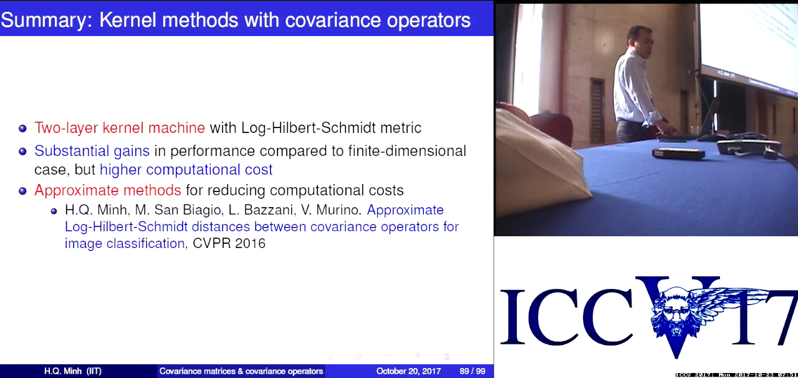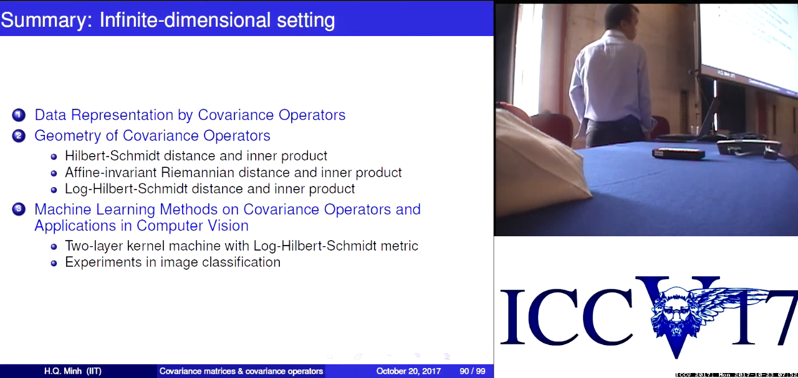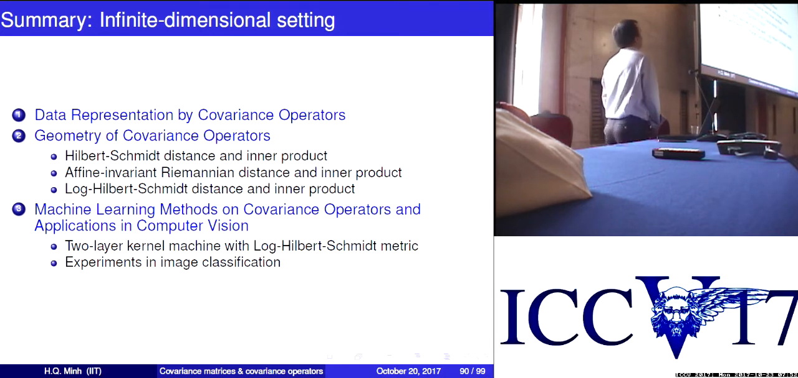So to summarize, I think I'm going too fast. Okay. If people have questions, I would go back to the slides. To summarize, we have data representation. We were talking about data representation by covariance matrices and covariance operators, and we were talking about the geometry of covariance operators with the Hilbert-Schmidt distance and inner product, and the affine invariant Riemannian distance and inner product. We were talking about the log Hilbert-Schmidt distance and inner product as well, and we were talking about the two-layer kernel machine and some experiments in image classification.